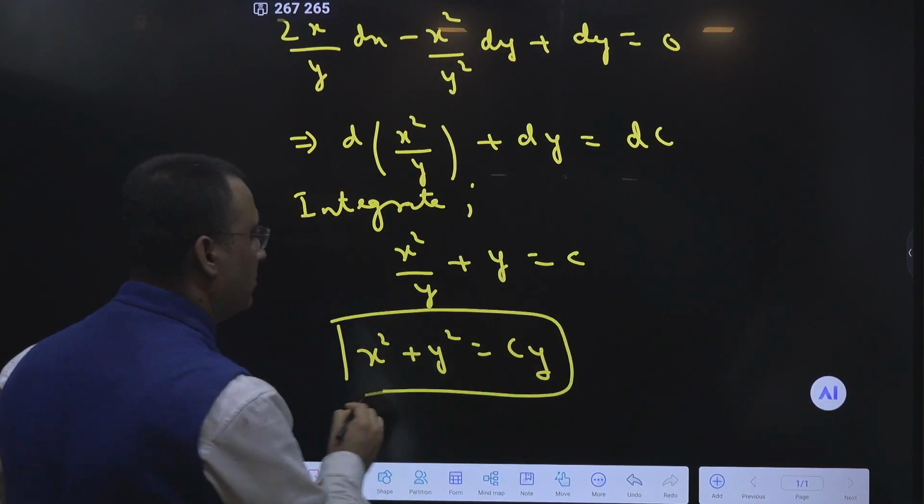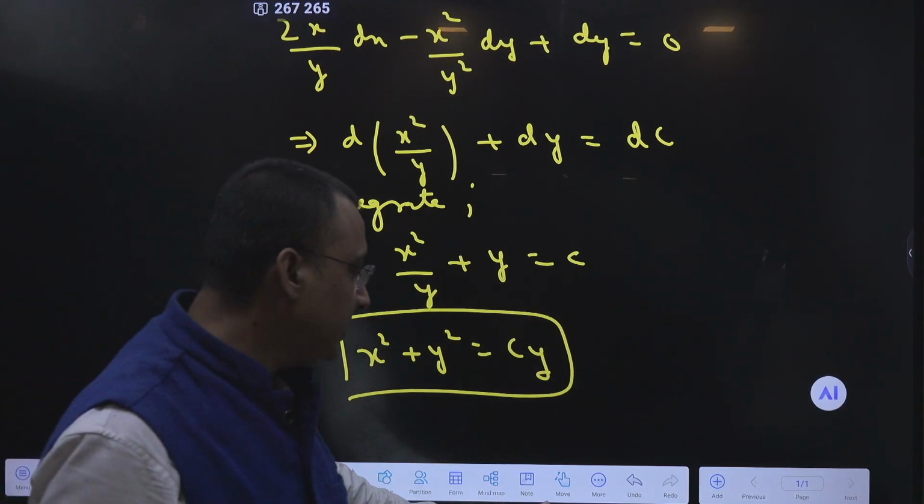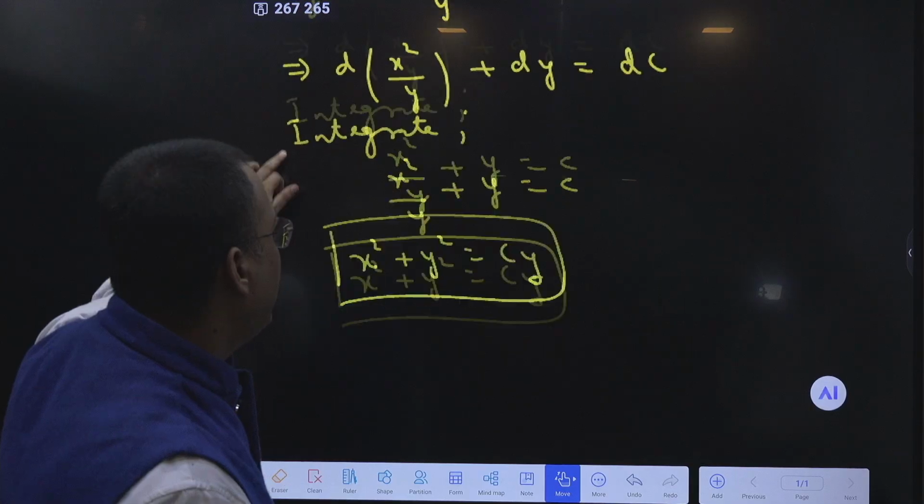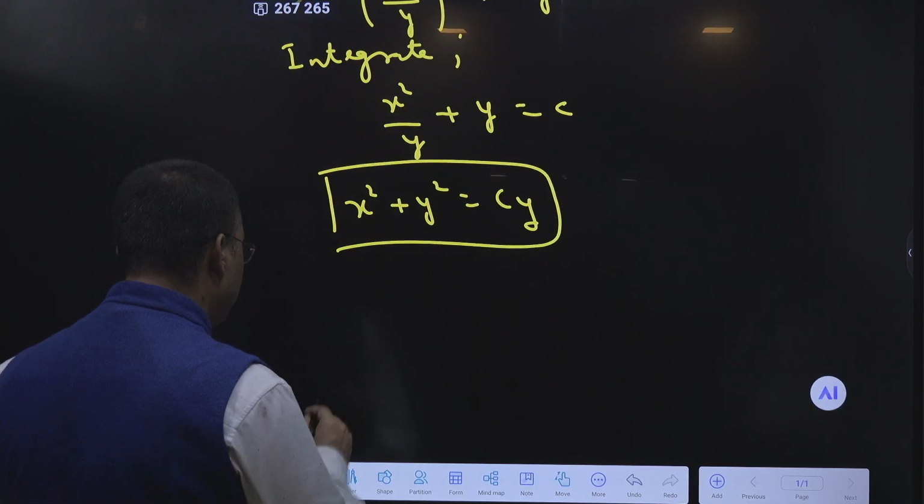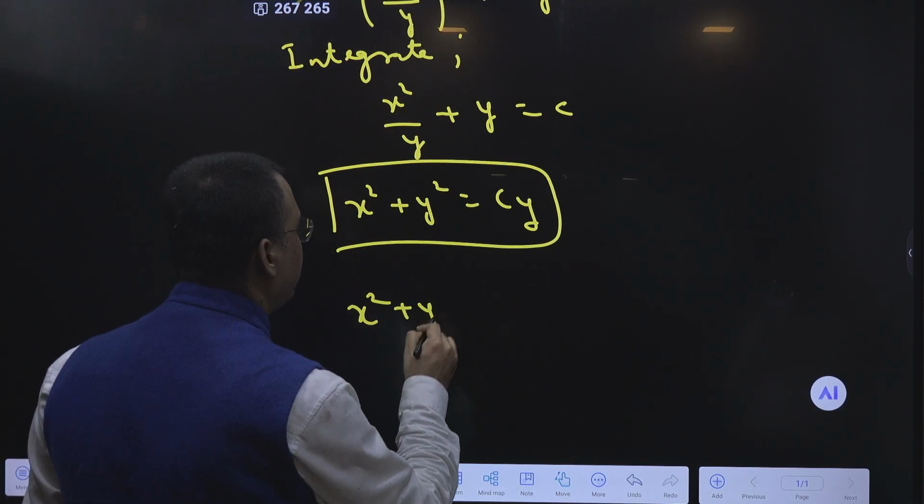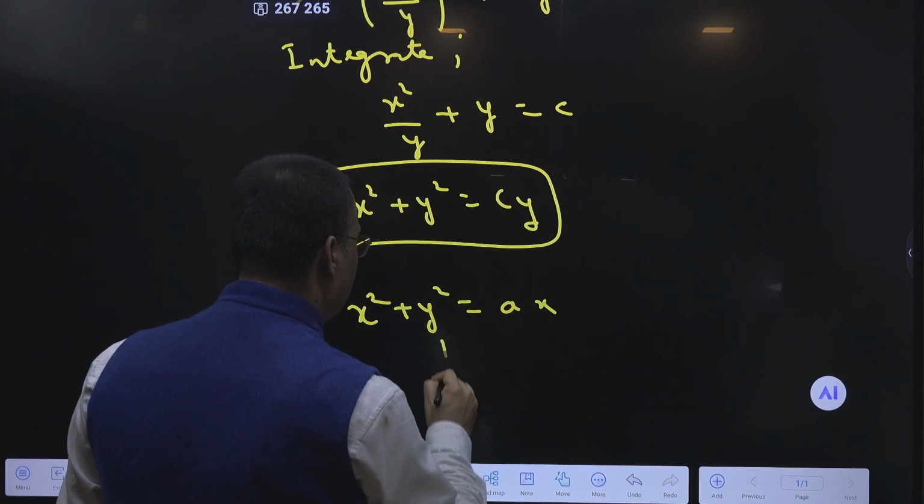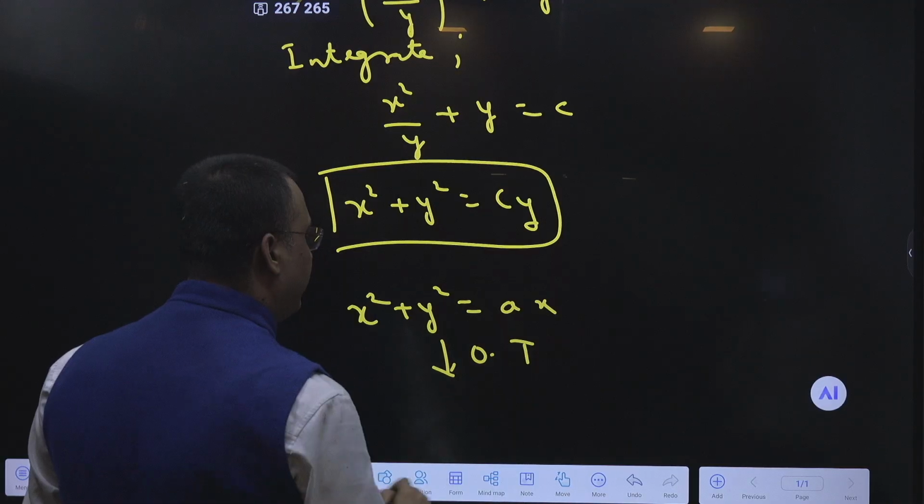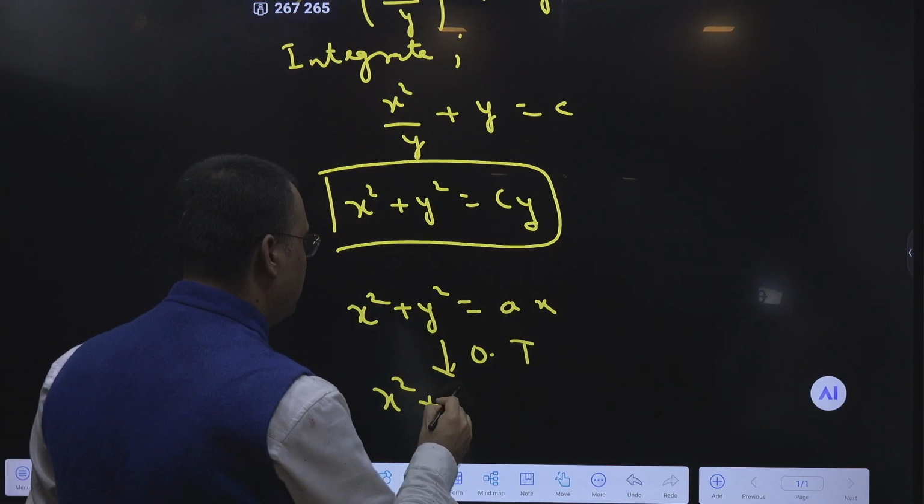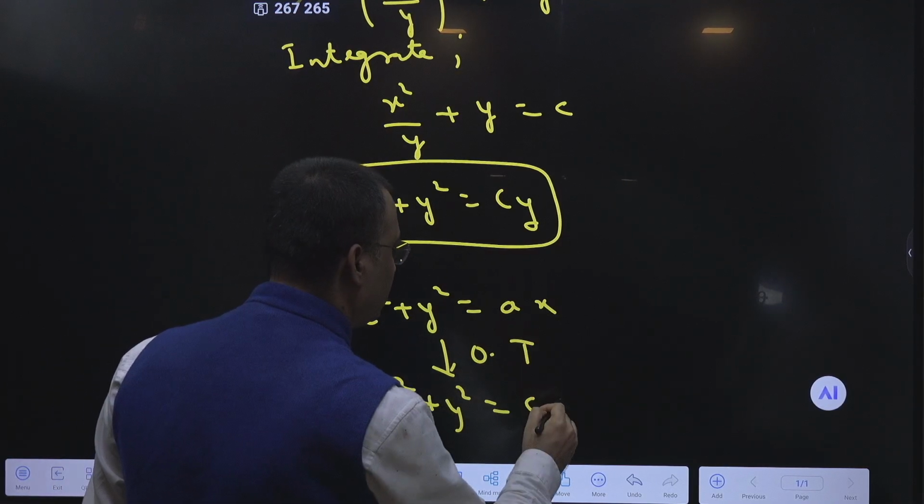So this is the orthogonal trajectory. Orthogonal trajectory of a coaxial circle is coaxial circle itself. So the question before me was x square plus y square is equal to ax. So what is the orthogonal trajectory? My answer would be something of this sort. This is x, so this will be y.